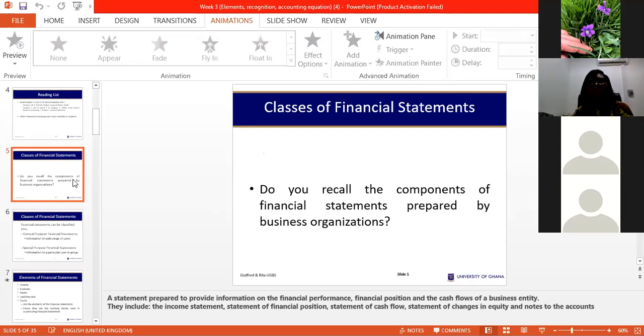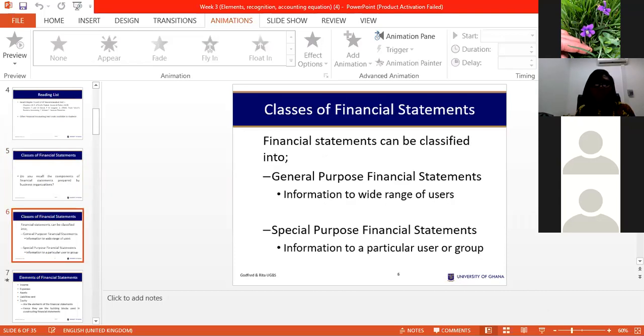Okay, the income statement or the profit or loss account, the statement of financial position or the balance sheet. And you will recall that in our first lecture, we talked about the reports. So these are the varied reports that are generated, okay? Today, we want to delve a bit into it. And so we'll look at the kinds of financial statement.